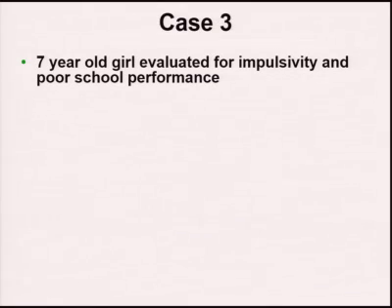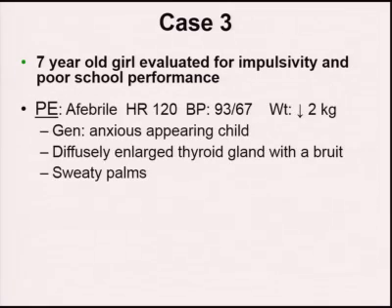Okay, next case, a 7-year-old girl evaluated for impulsivity and poor school performance. So maybe ADHD, but I'm an endocrinologist, so it's not ADHD. But her heart rate is 120. She's lost some weight. She's anxious. She's kind of bouncing on her chair and her legs are bouncing up and down. She has an obvious big thyroid gland. She has kind of a staring appearance, and she's got sweaty palms and a little bit of a tremor.